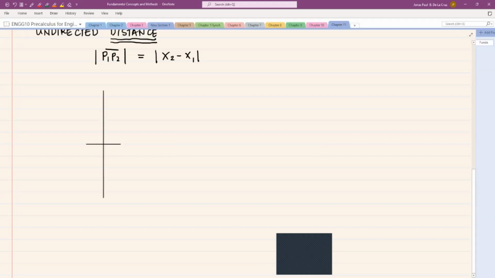Yan. So meron na tayong horizontal at meron na tayong vertical axis. Actually, dalawang number line ito, yung isa horizontal, yung isa is vertical, di ba? So maraming beses na natin nagamit ito actually sa graphing natin sa algebra and sa trigonometry.